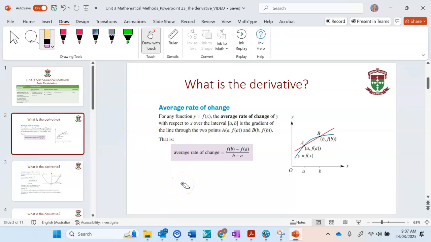All right, so what is the derivative? So let's think about, all right, we're going for a Sunday drive. Maybe you're on your learners and your parents are like, let's go out for a drive. So you're driving along the Peninsula Link. All right, we're heading down maybe to Dromana, beautiful Dromana.